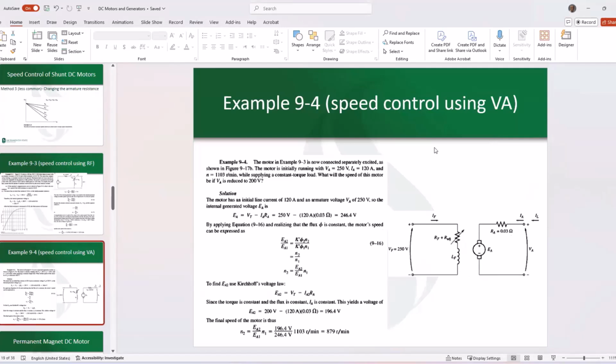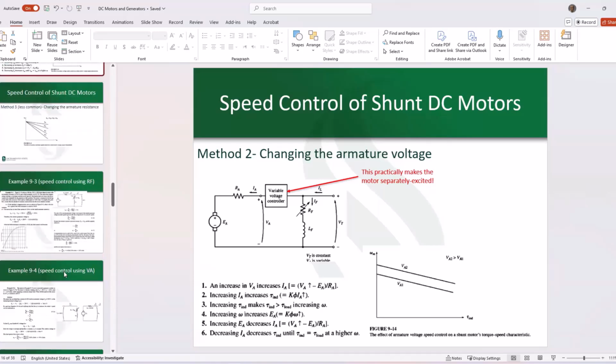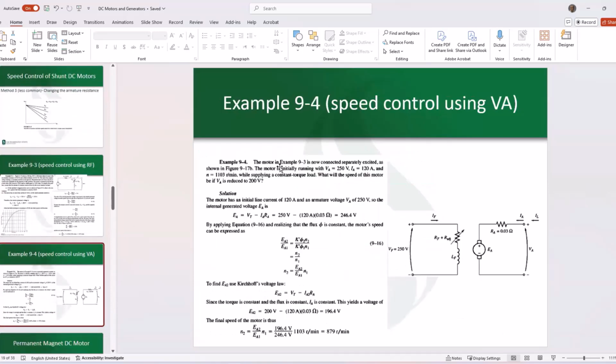Now let's go to example 9.4, which is speed control using VA, the armature voltage. When you control using the armature voltage, you practically separate the armature circuit from your field circuit, so it's as if you have a separately excited motor, which is the topic of example 9.4.